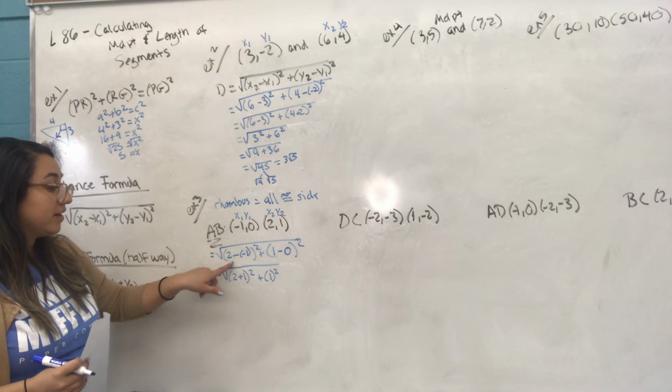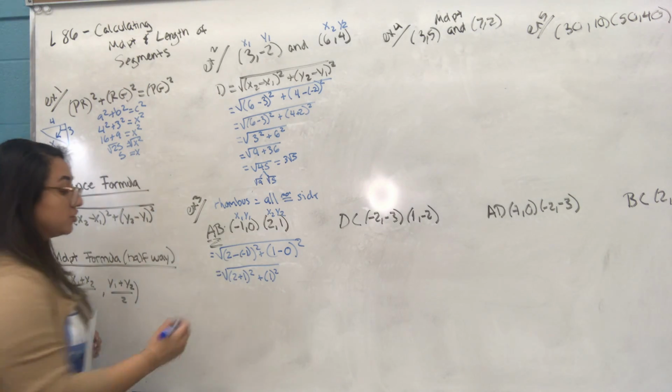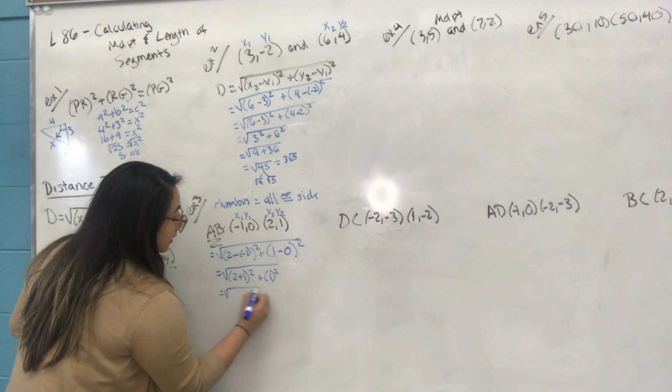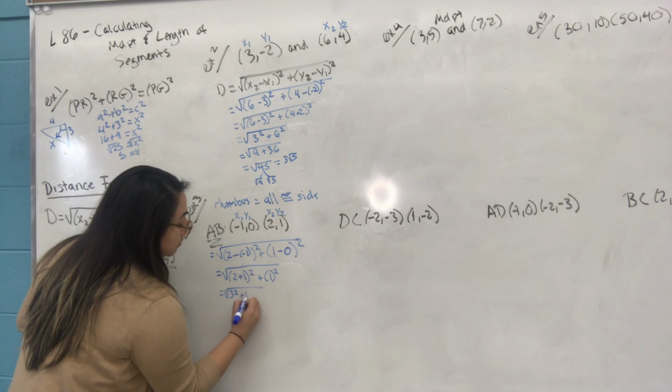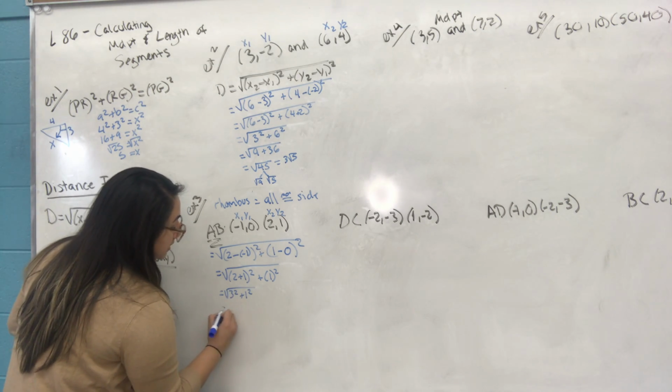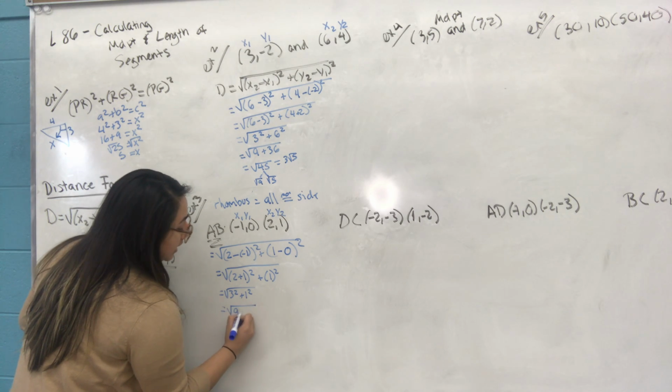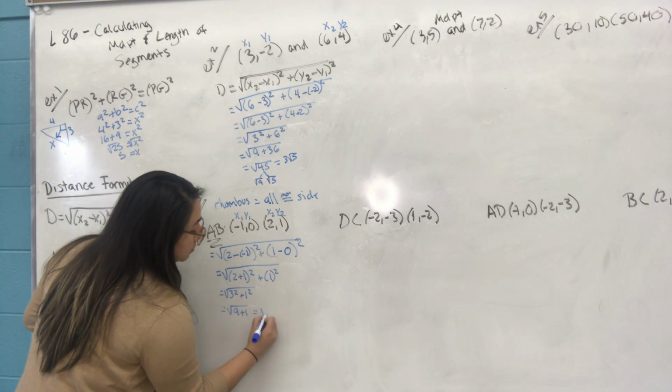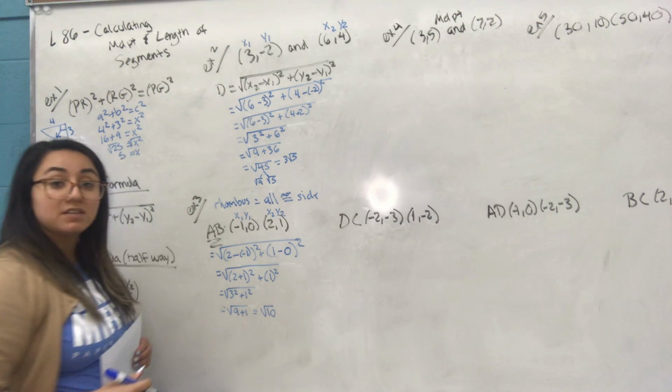So I simplified it. 2 minus negative 1, that means 2 plus 1. Keep on simplifying it. You get 3 squared plus 1 squared. And if you keep on simplifying that, 9 plus 1, which is equal to radical 10. That's the length of one side.